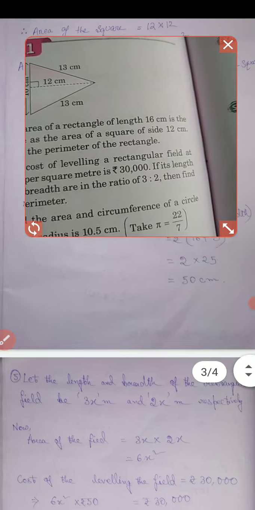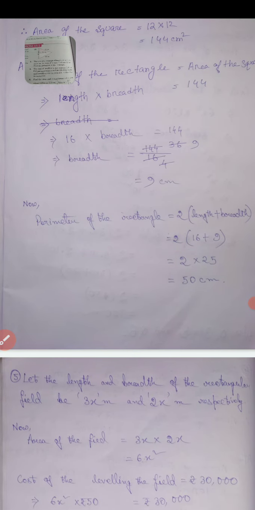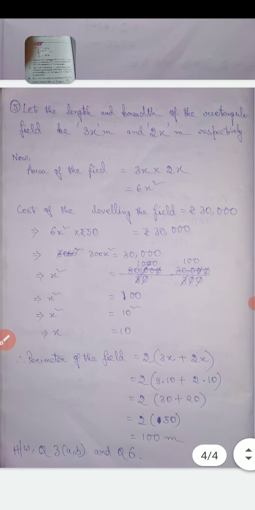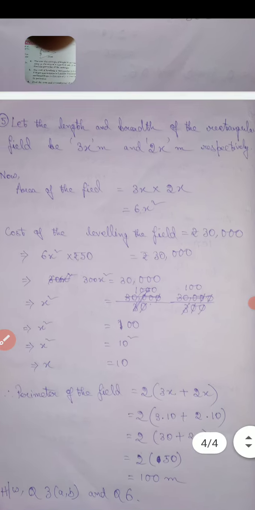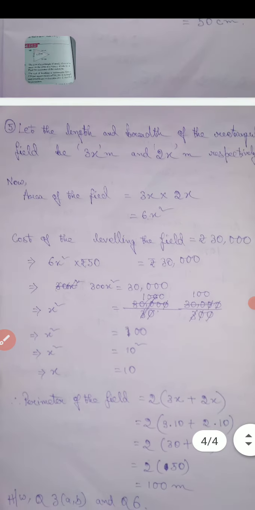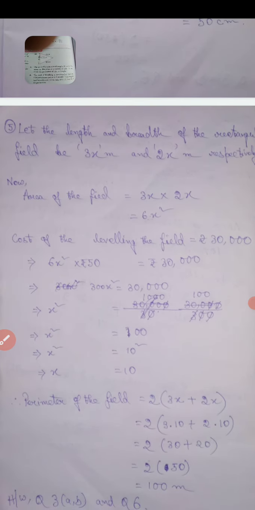Now in the earlier problem they asked us to find out the total cost, and here the total cost was given as well as the per square meter cost. So we have to find out the length and breadth, and afterwards we have to find out the perimeter of the field. So let us take the length and breadth as 3x and 2x meters. So the area of the field will be what? 3x into 2x. Since it is a rectangular field, length into breadth, which gives us 6x square.